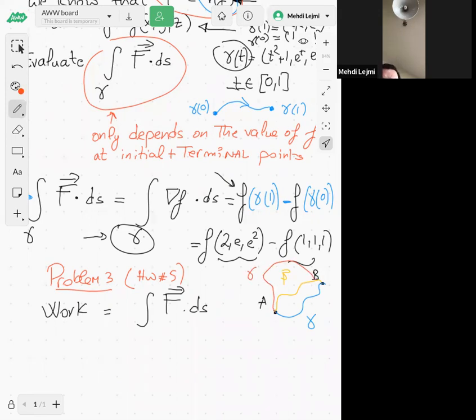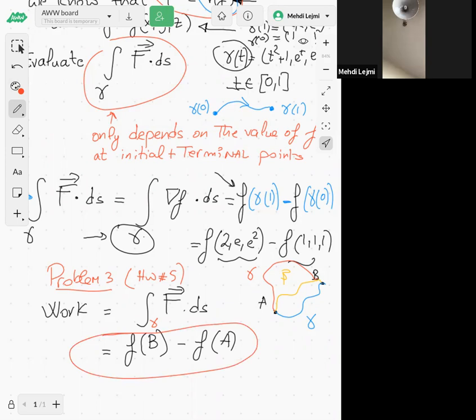It doesn't matter the path you take from A to B, because this integral is just the difference of the value of the function f at the terminal point, which is B, minus f of A. As I said, it doesn't matter which path you take, gamma or beta or alpha, because the answer is just this difference of the value of f at the terminal and initial point. But you have to find, of course, this function f. So you have to prove that F is conservative, and then you have to find the scalar function f.